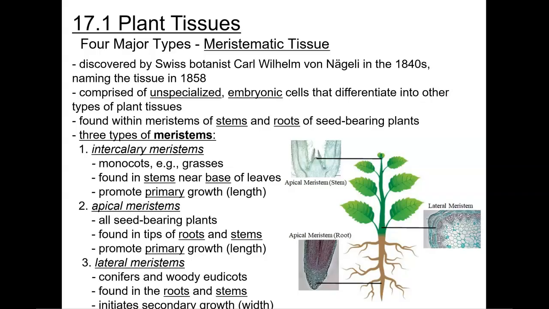You have apical meristem, which is found in all plants. They're found on the tips of roots and stems. This promotes primary growth as far as length.